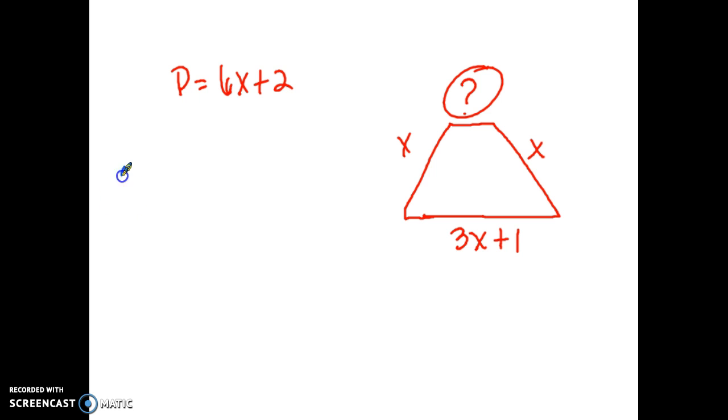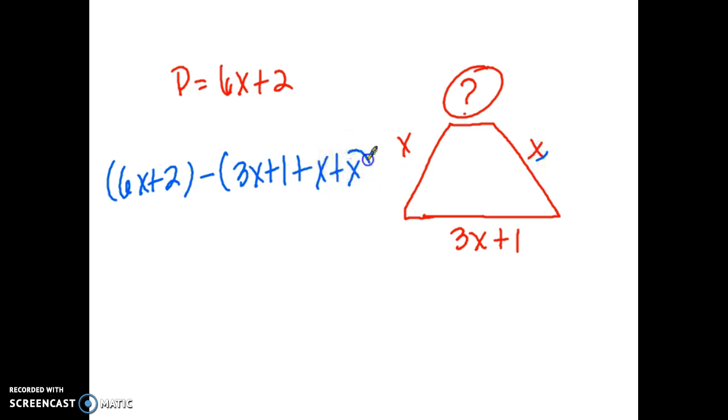So I have 6x plus 2. That's my perimeter. And I'm subtracting each of these sides. 3x plus 1 plus x plus x. And this is the side I'm trying to find. So I'm going to combine like terms inside my parentheses before I subtract the linear expressions.